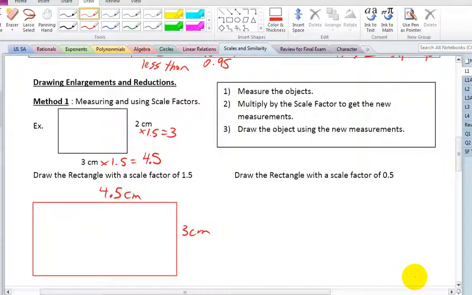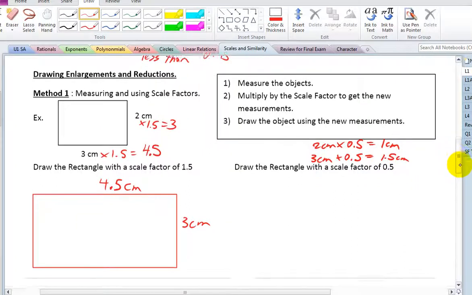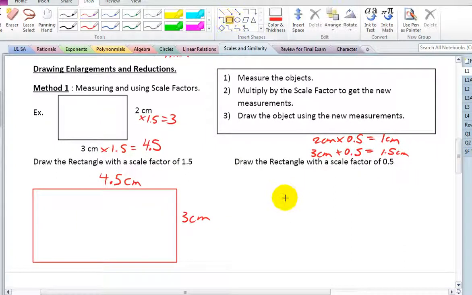Next, draw a rectangle with a scale factor of 0.5. So you take your 2 centimeters and multiply it by your scale factor. And you take your 3 centimeters and do the same thing. So you need to get the new dimensions. Okay. So now you can draw your rectangle again. This time, of course, draw it with the new dimensions. Okay. And measure it just like I did.